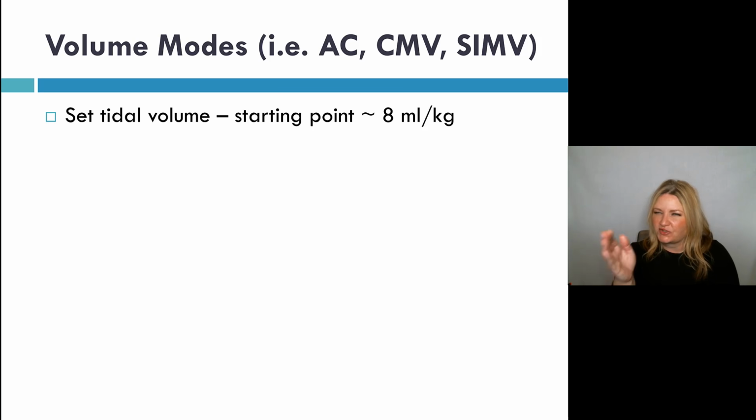So I want to circle back to volume modes of ventilation. Again, AC, CMV, SIMV being examples of this. So what we're going to do is set a tidal volume. A starting point is 8 mils per kilo. Now, do I use the patient's actual weight or their predicted body weight? And the answer is their predicted body weight. Because if I gain 50 pounds, does my lung size change? And the answer is no, your lung size doesn't change. So you want to use their predicted body weight.